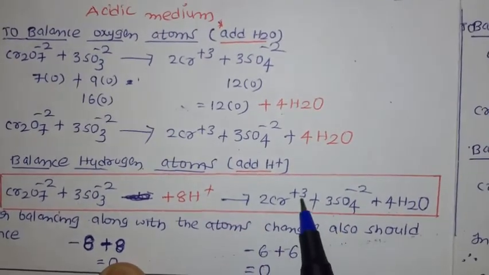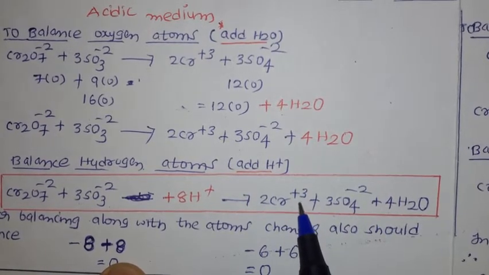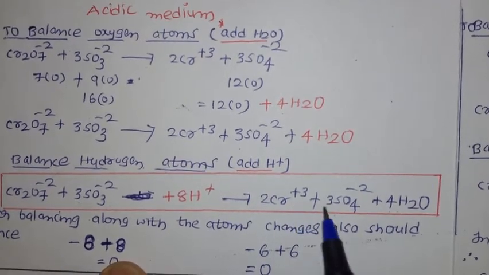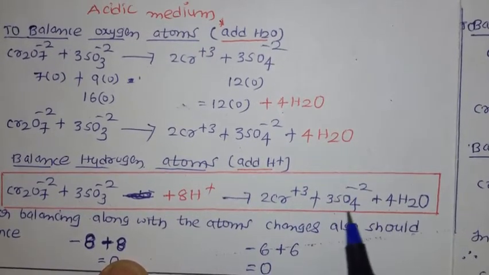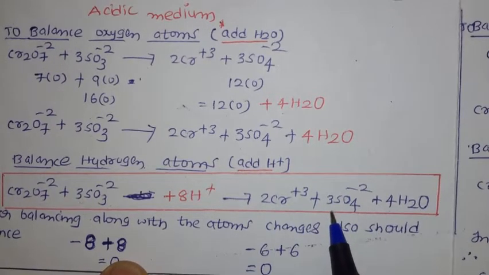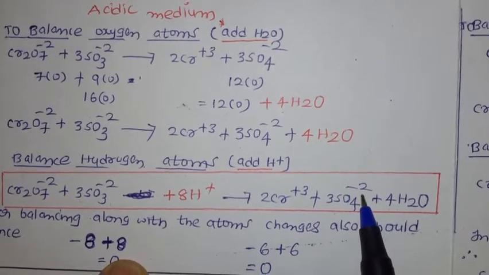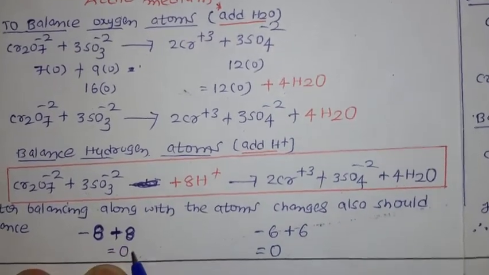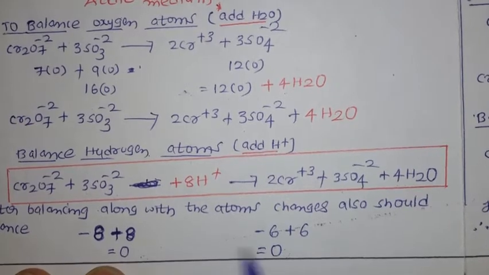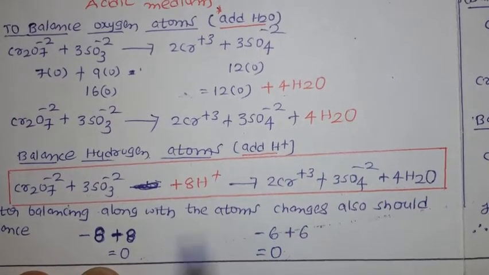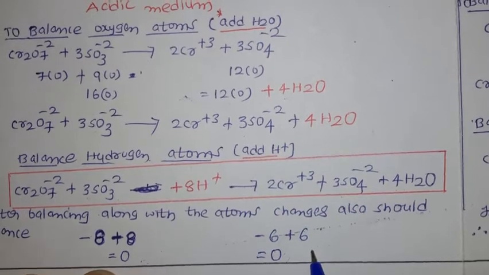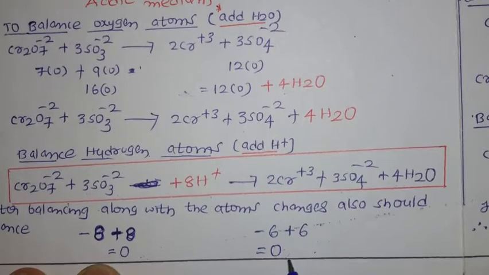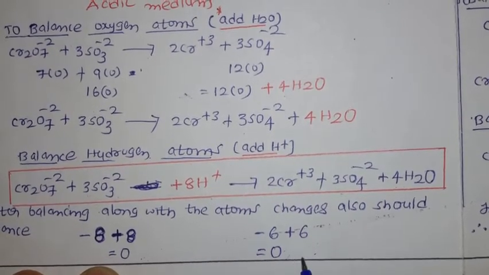Here on the product side, one chromium atom charge is plus 3, but total we have 2 chromium atoms, so 2 into plus 3 is plus 6. Next, one sulfate ion is minus 2 charge, and there are 3, so 3 into minus 2 is minus 6. Plus 6 and minus 6, total 0. You should get the same value on both sides. For example, if I got minus 2 on one side, this side also we have to get minus 2. Along with the atoms you have to balance the charges. Then only we can say the redox reaction is balanced.